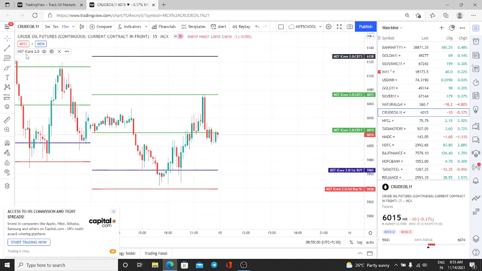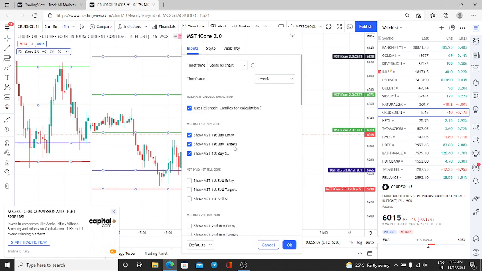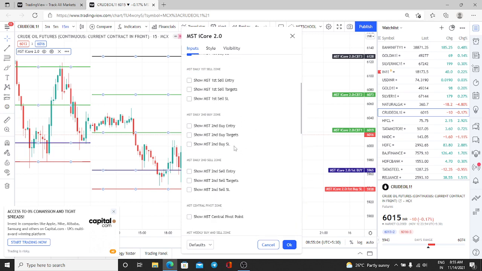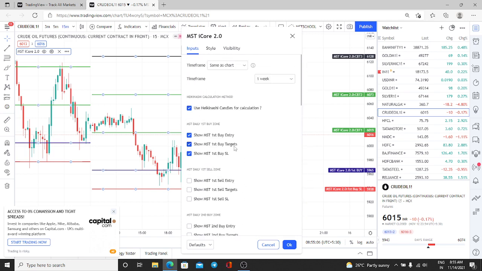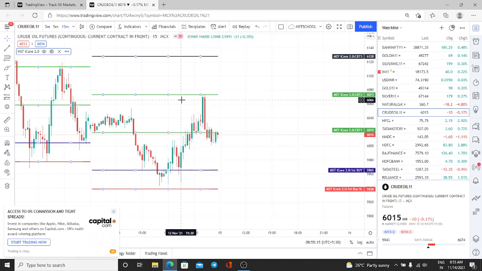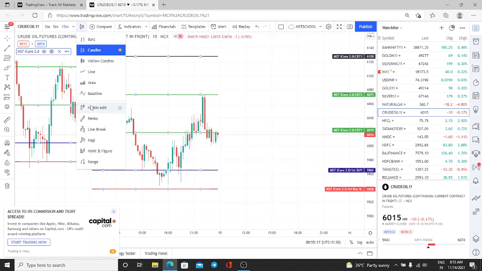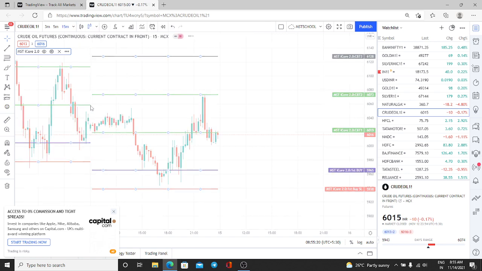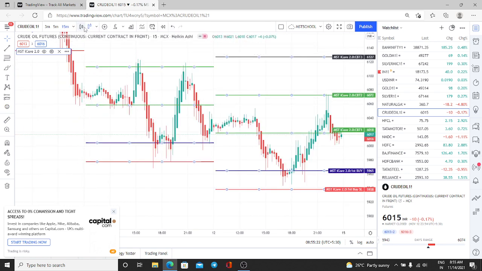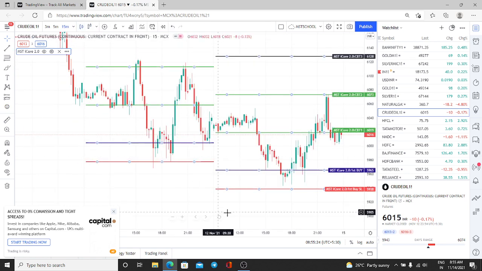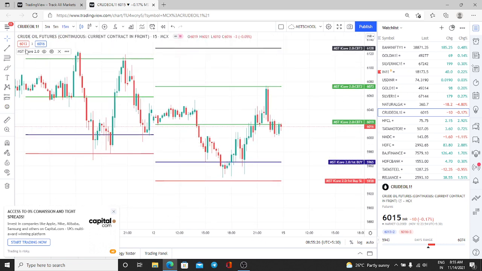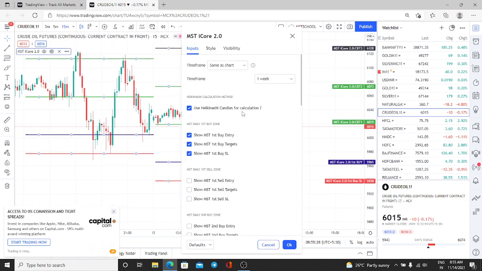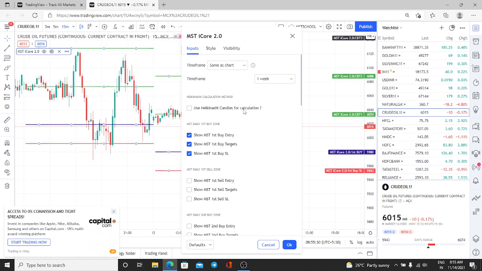So all these methods and setups we have given in the single indicator. See, we have changed the user interface itself. The first option we have given is to use Heikin-Ashi candles for calculation. You don't have to change the candlestick pattern in the chart. You keep the normal chart or whatever candlestick you are following. If you want to do the calculation based on Heikin-Ashi, you can use this option.